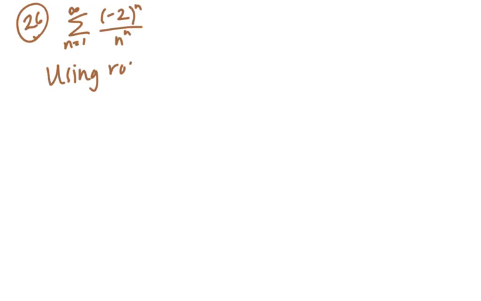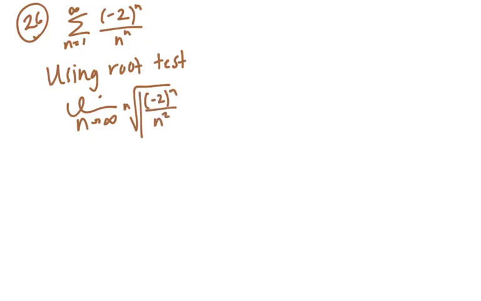I think we have time for one more, and then there won't be a second video. Number 26 in your book says the series from n equals 1 to infinity of (-2)^n over n^n. If you look at this problem, we can use the root test. So using the root test, let's look at the limit as n approaches infinity of the nth root of the absolute value of (-2)^n over n^n.